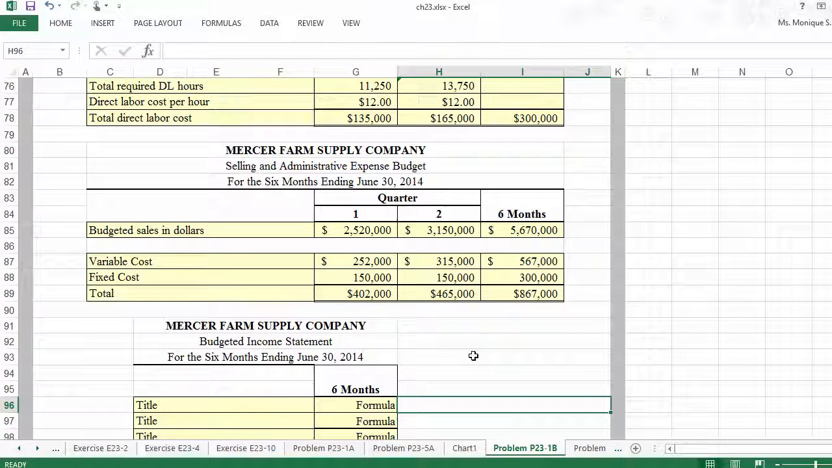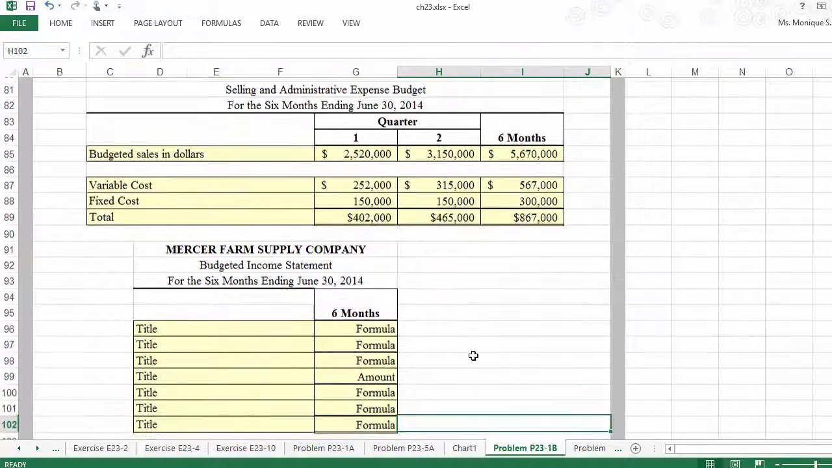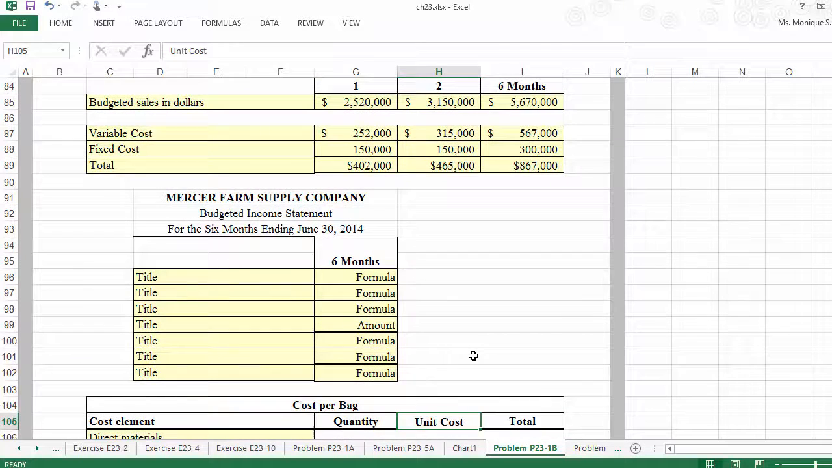All right, and then our last report we're going to prepare is our budget income statement. And this is why we did all those supporting budgets, so that we would know what to put down for our budget income statement. So the first thing we're going to start off with is sales, and this is an absorption or full costing format for our income statement.